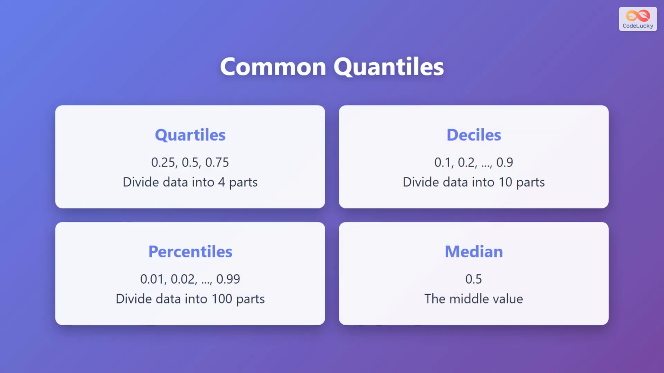There are several common types of quantiles you'll encounter. Quartiles use values like 0.25, 0.5, and 0.75 to divide data into 4 equal parts. Deciles use values from 0.1 through 0.9 to divide data into 10 parts. Percentiles divide data into 100 parts using values from 0.01 to 0.99. And the median, at 0.5, represents the middle value of your dataset.